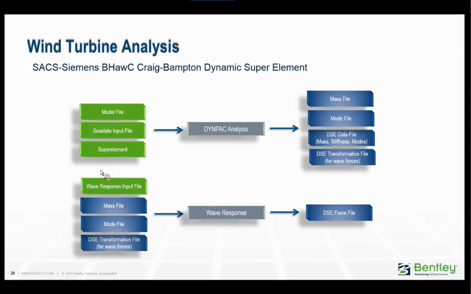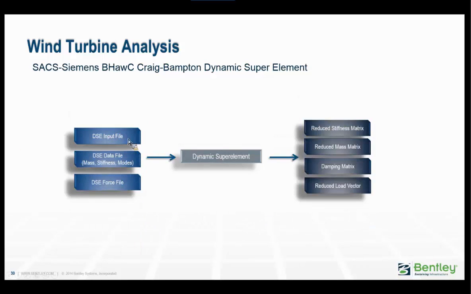These are later used to generate either a load vector, and also to generate the actual dynamic superelement. If you want to generate a load vector, this is optional. Then you would need to run wave response, and this will use the mass and mode files and the transformation files from the previous step. Running wave response will generate a dynamic superelement force file, and finally the third step is to use the dynamic superelement input file, which describes the type of damping you require, etc., and also the data file and the force file.